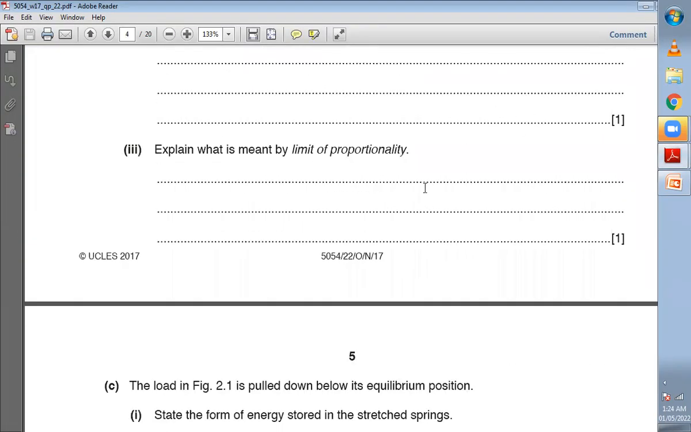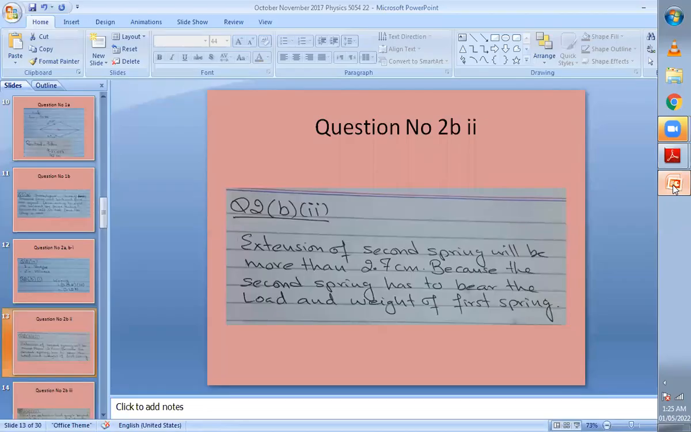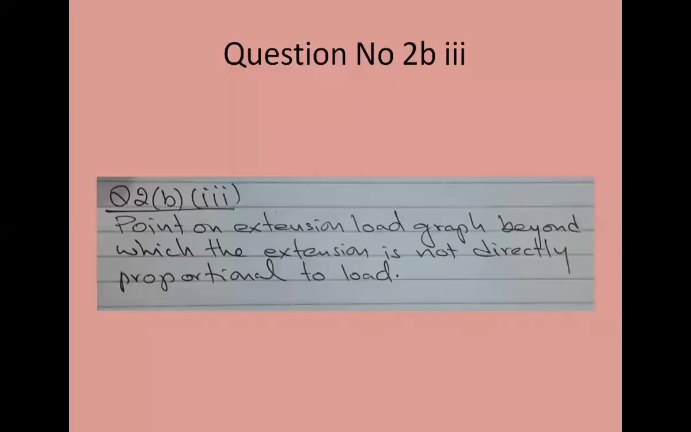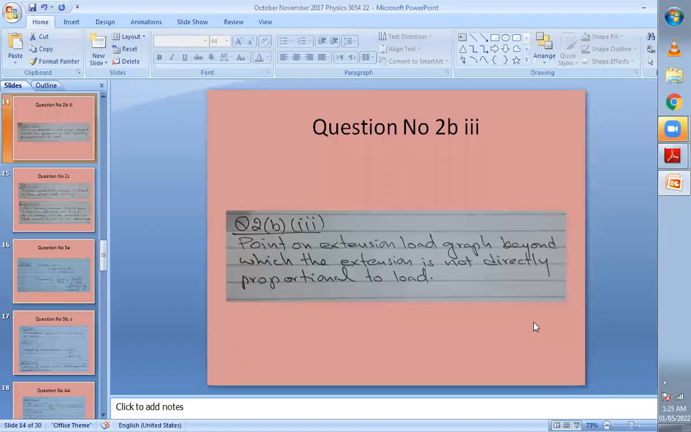He says, explain what is meant by the limit of proportionality. Limit of proportionality is a point on the extension load graph beyond which the extension and the load are no more directly proportional to each other, beyond which the extension load graph is no more a straight line with a constant gradient, it becomes a curve. Let me show you my written definition. Okay, so here we go. Point on the extension load graph beyond which the extension is not directly proportional to load. Hopefully you understand.